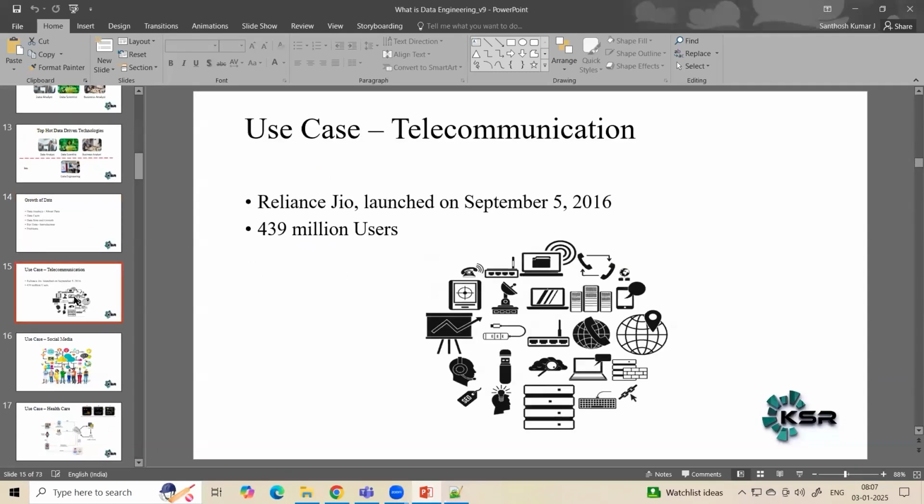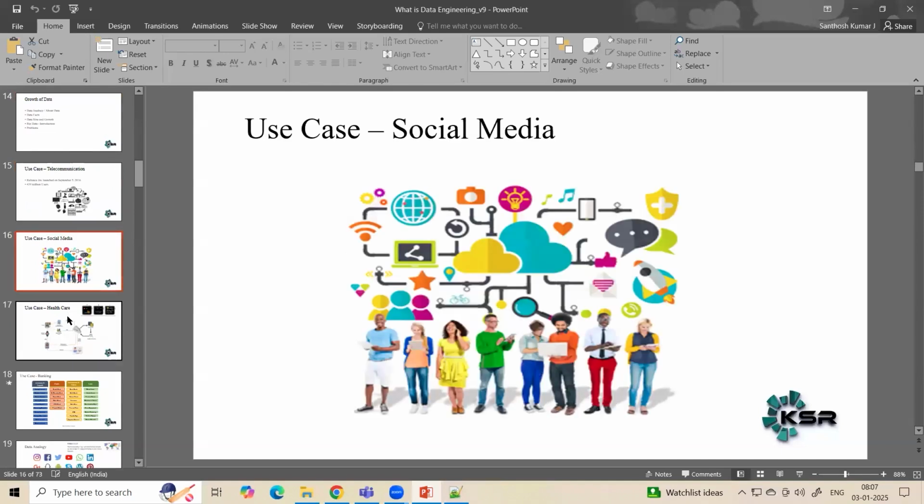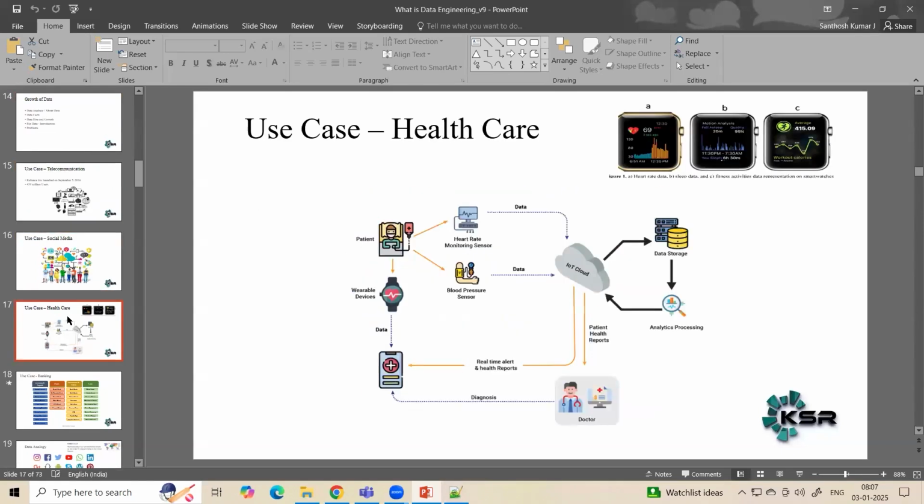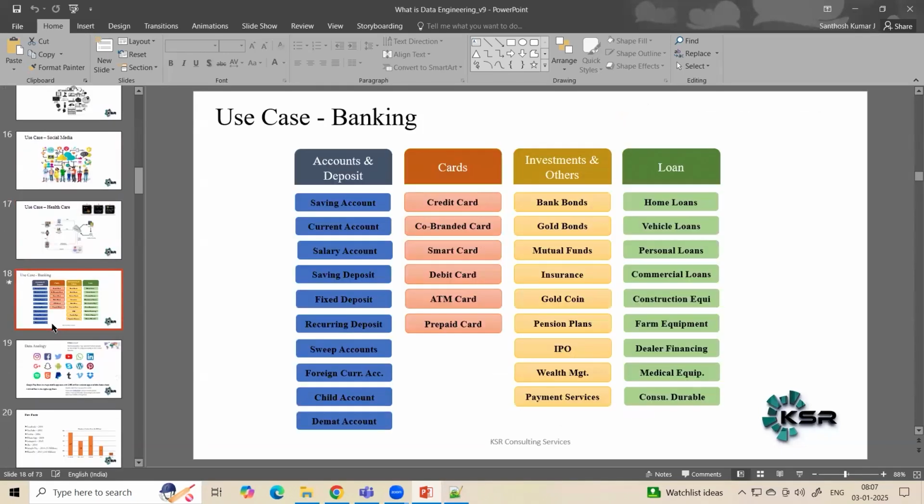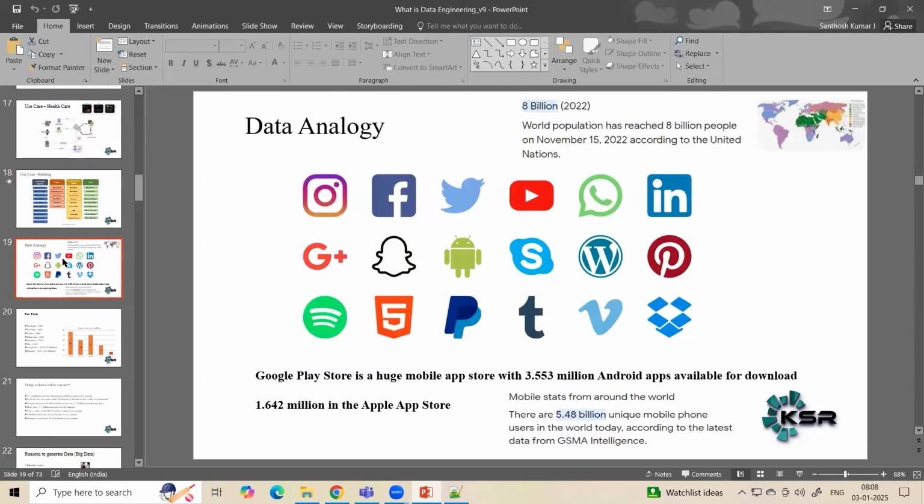We have different sectors: telecommunication, social media, maybe educational sectors, healthcare, banking. All of them are getting data in a very fast manner, and we have to make sure we process it, we transform it, and we get this created. For this, we have to have a proper system. When we're talking about these types of domains, we also understand that we have millions of applications and every application needs that data support.